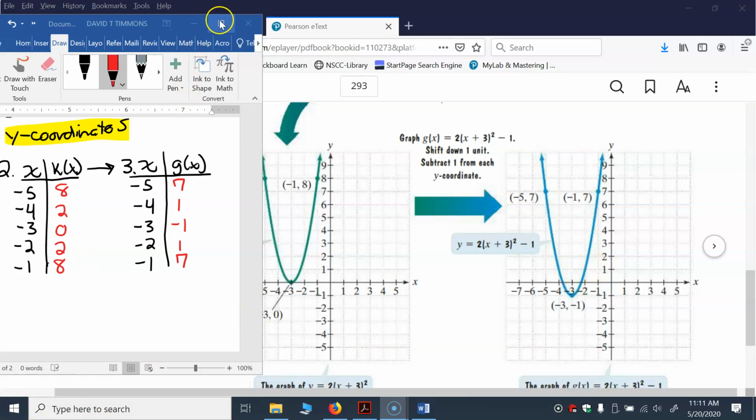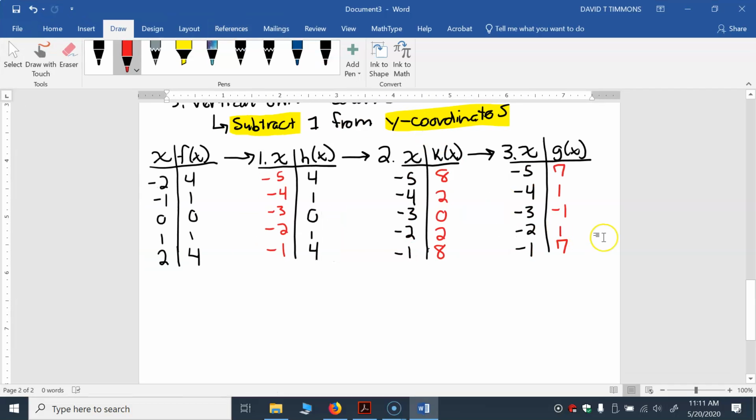So what I'd like everyone to do as some extra practice is I would like everyone to do checkpoint 8 and checkpoint 9.